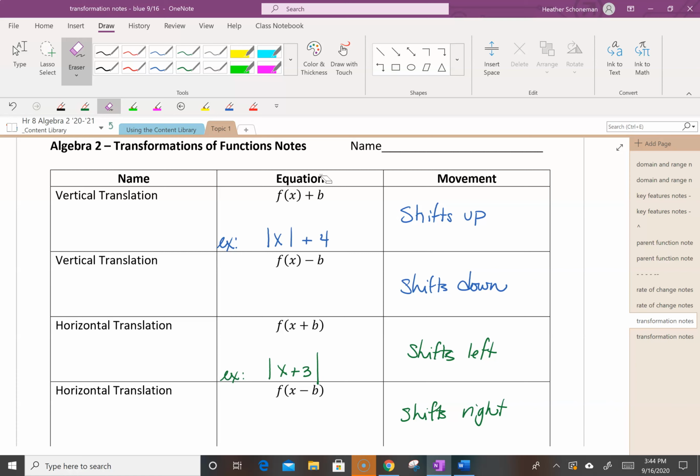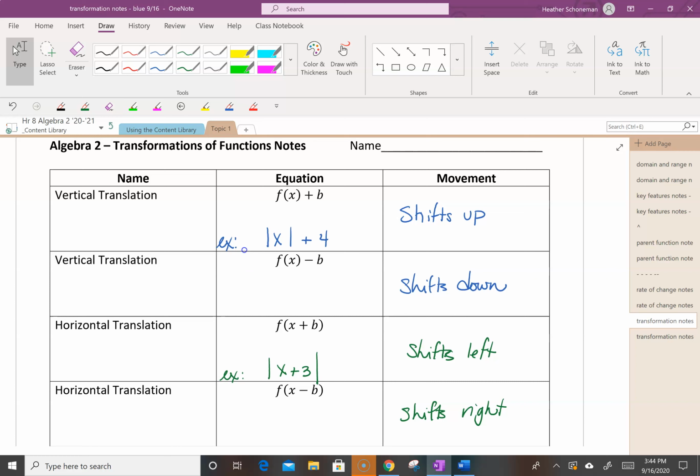When you add 4, the graph shifts up. I said that wrong. It shifts up whatever number has been added on. If you subtract a number at the end, then it shifts down whatever number has been subtracted.